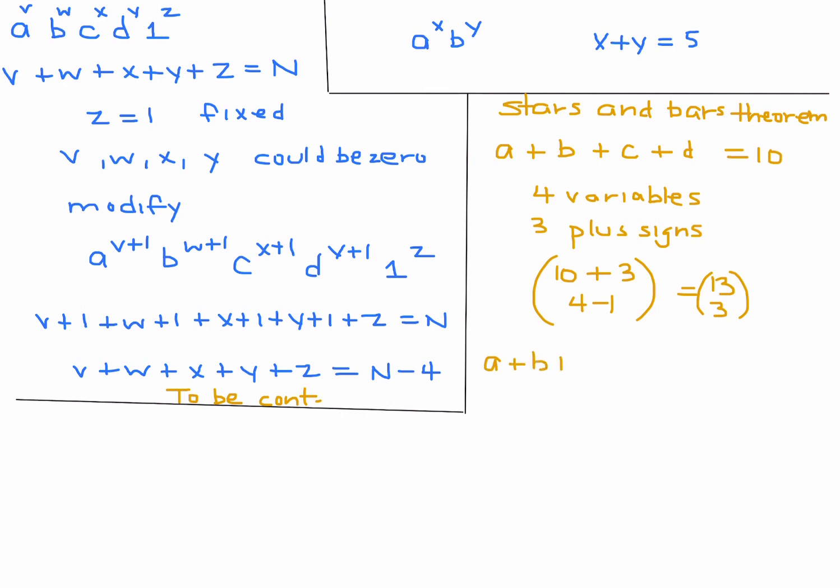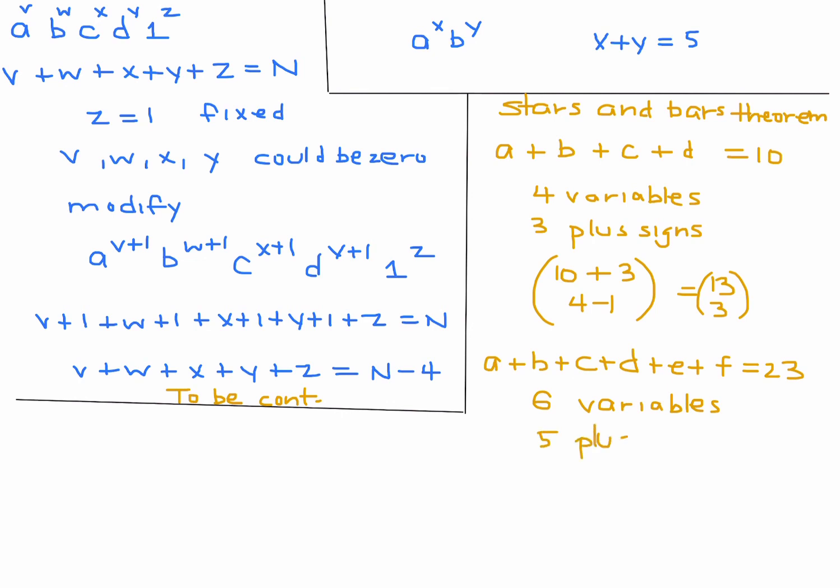Let's do another one. Let's say I have a plus b plus c plus d plus e plus f is equal to, say, 23. And I said, same question. How many ways can you do this? All right. How many variables do I have? 1, 2, 3, 4, 5, 6. 6 variables this time. And how many plus signs? 1, 2, 3, 4, 5. 5 plus signs.